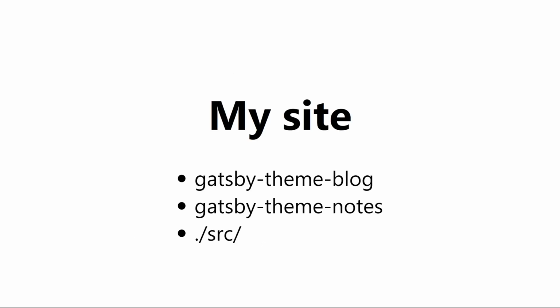So we have a starter that's called Gatsby Starter Theme that sets you up with a site that uses Gatsby Theme Blog, Gatsby Theme Notes, and the code in your own directory. This is important because it gets at the core of why composition matters, right? If we have two themes and our site, how do we take those three different things and turn them into a single Gatsby site?